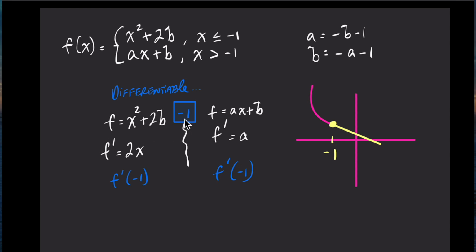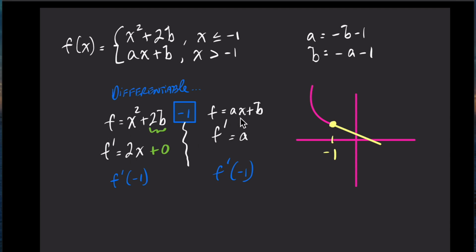So here's negative 1. Here we're to the left of negative 1. When x is less than or equal to negative 1, we're going to be looking at this expression. So we're going to take the derivative of that expression and we're going to get 2x. Folks, notice that the derivative of 2b is a constant. 2b is a constant. If b is 3, that's 6. So we're going to end up with 2x plus 0. So the derivative here is 2x.